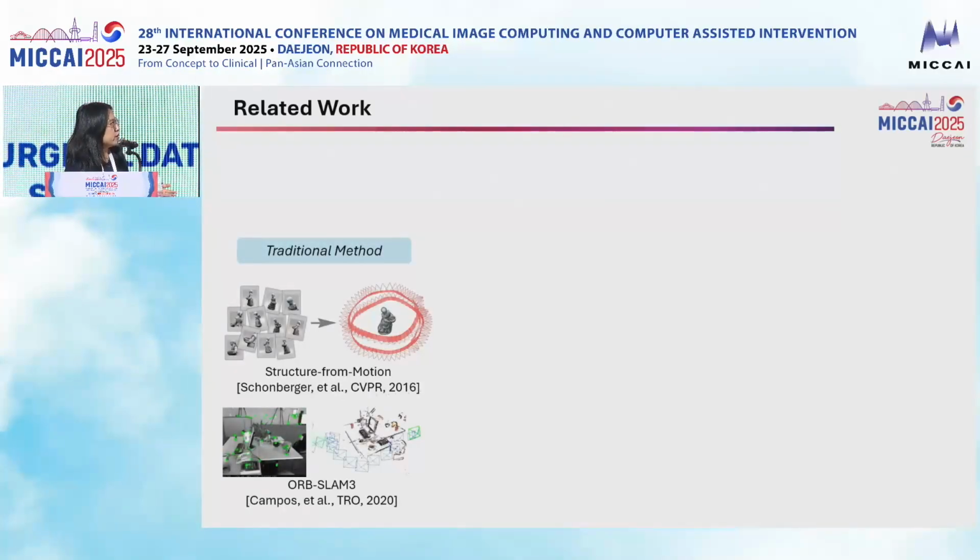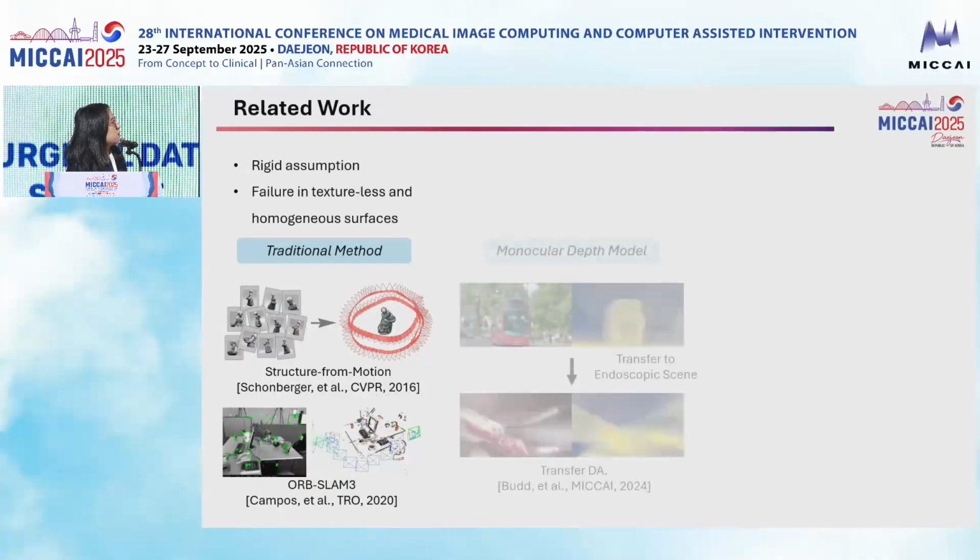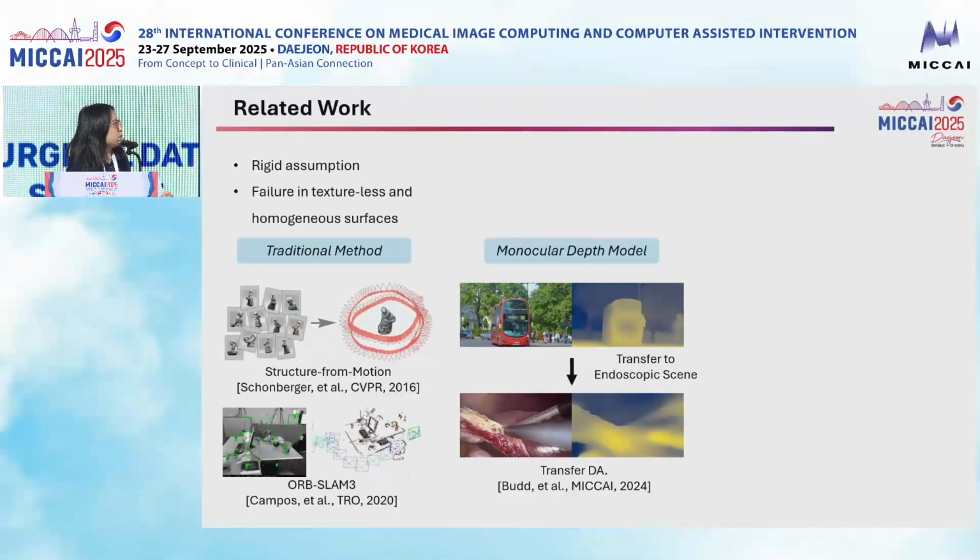For previous methods, like traditional structure from motion or V-SLAM, they have rigid assumptions, so they fail in such dynamic reconstruction, and they also fail on textureless and homogeneous surfaces. And for monocular depth models, like transferring Depth Anything V2 to the surgical scene, they fail in the surgical scene and have inaccurate relative geometry. There is still a domain gap between the general scene and the surgical scene.